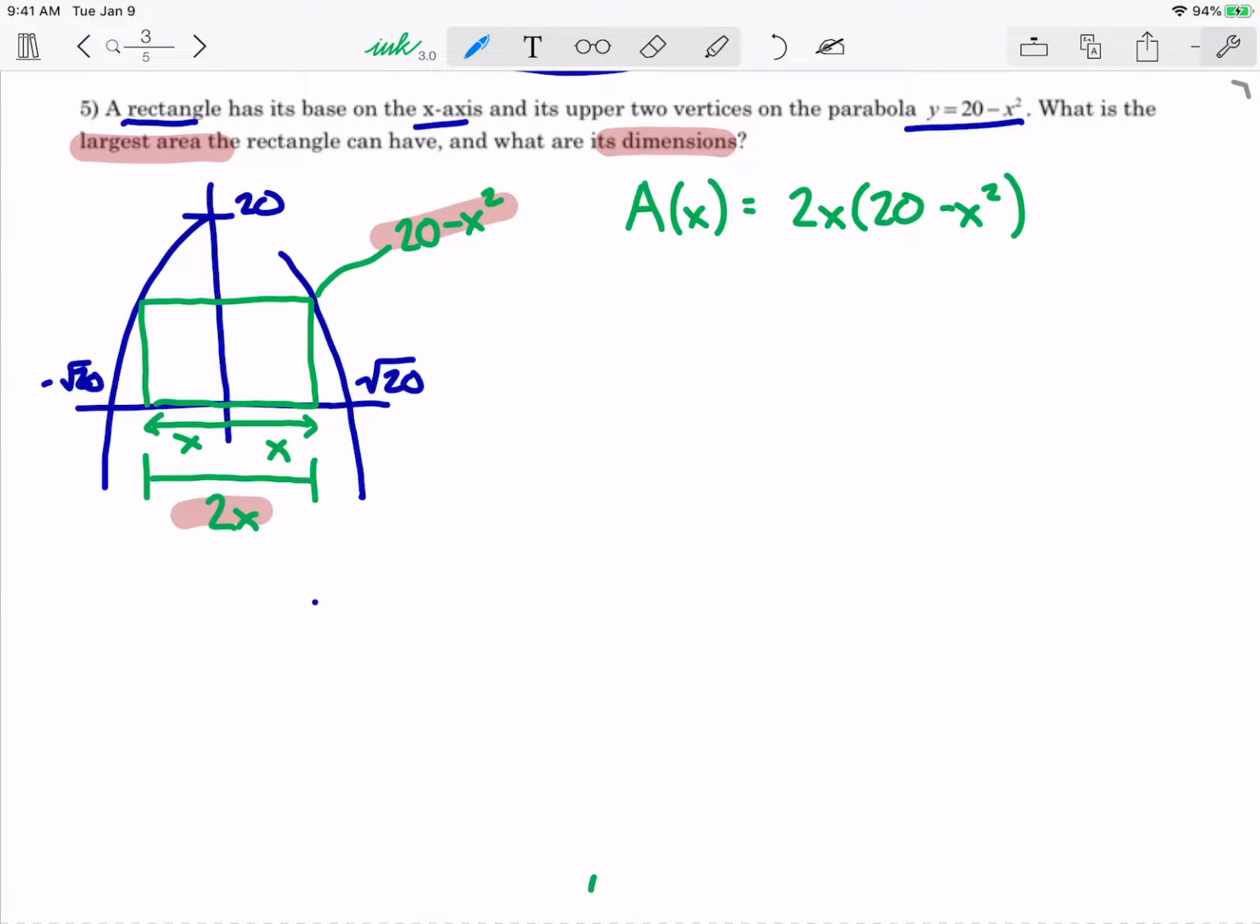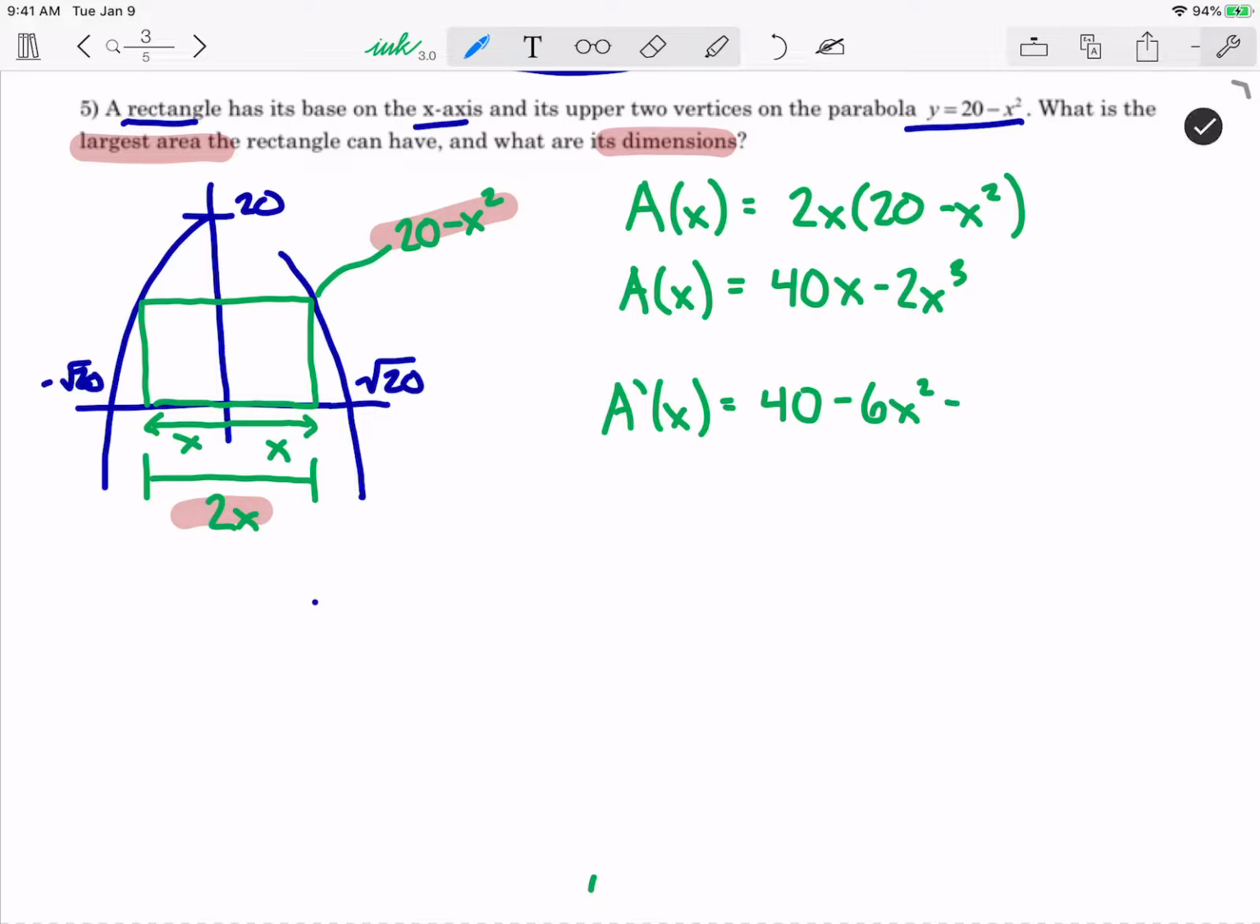This is a very common problem. Your height of whatever shape you decide to put in here is usually given by the function, which in this case is a parabola. So if I simplify this by distributing, I get 40x minus 2x cubed, and now I'm ready to take my derivative and set it equal to 0. A prime of x is 40 minus 6x squared. This should be pretty straightforward to solve. You should end up with x squared equals 40 over 6, or 20 over 3.